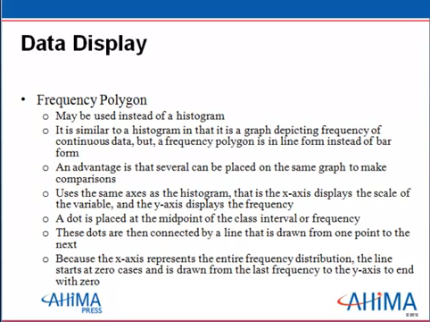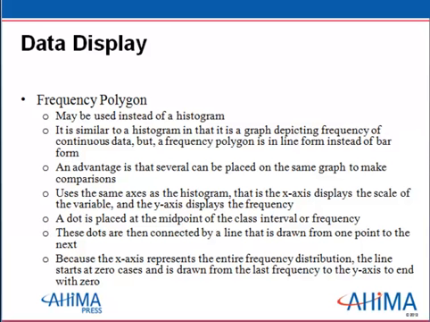A frequency polygon is similar to a histogram in that it is a graph depicting the frequency of continuous data. However, a frequency polygon is in line form instead of bar form. The advantage of a frequency polygon is that several of them can be placed on the same graph to make comparisons. A frequency polygon uses the same axes as the histogram. That is, the x-axis would display the scale of the variable, and the y-axis displays the frequency.